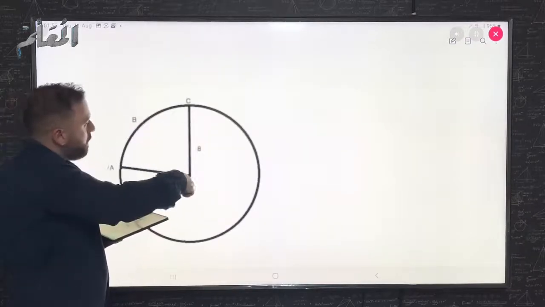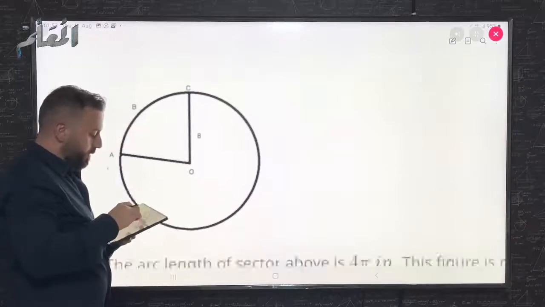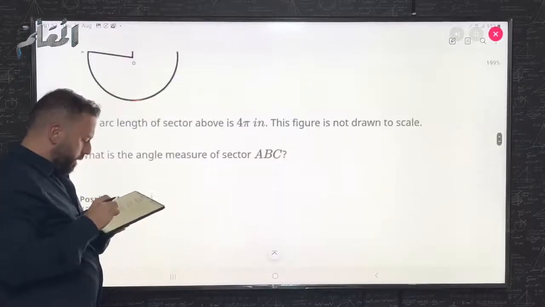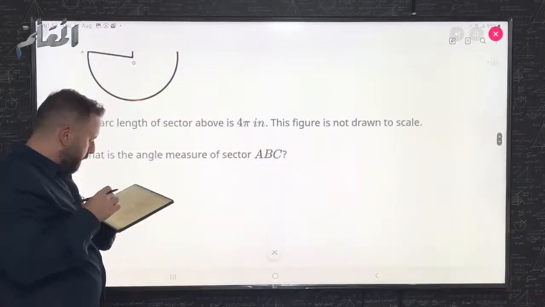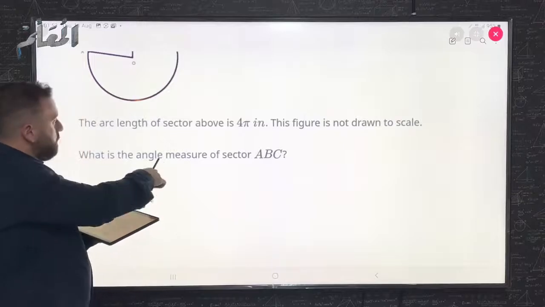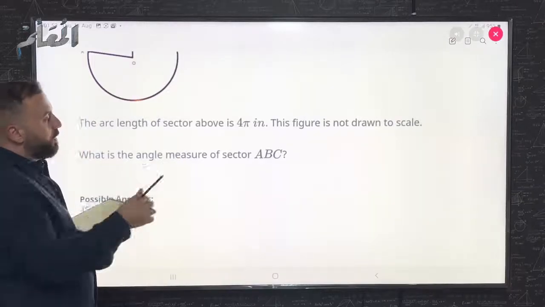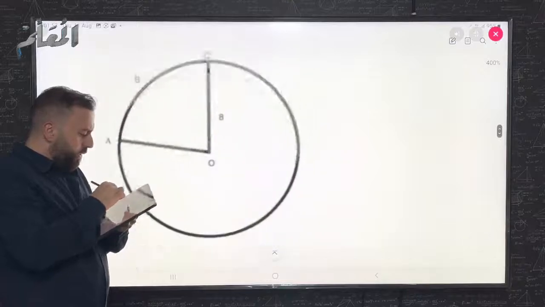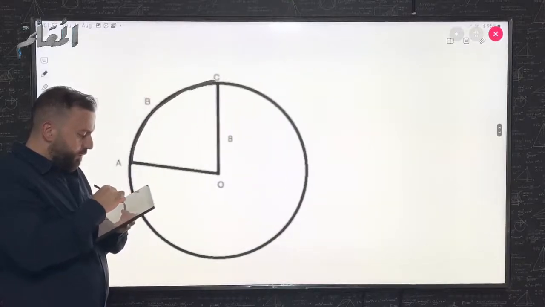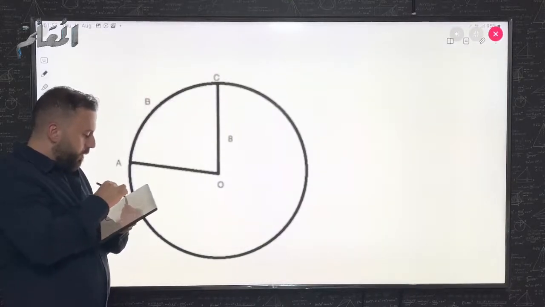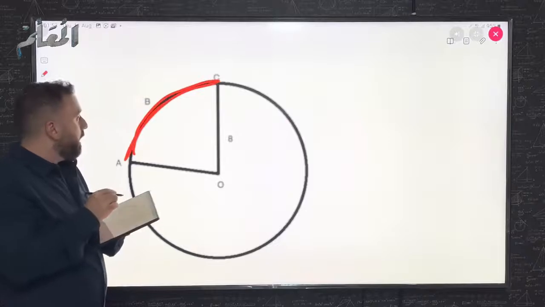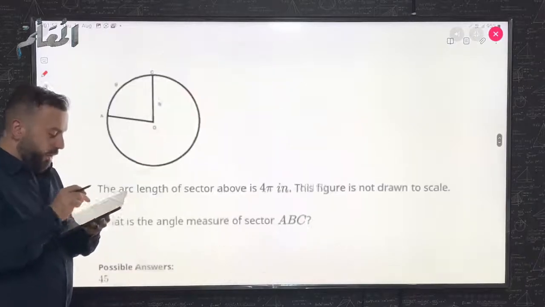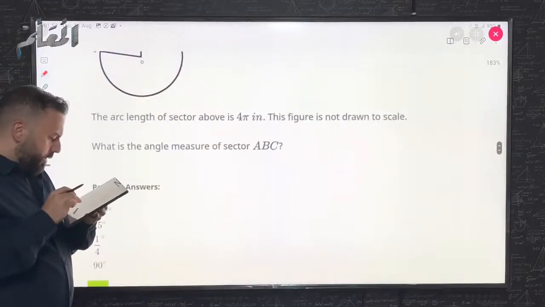A to C, this is the arc, and the radius is equal to 8, as you can see here. Fine. So the figure is not drawn to scale. What is the angle measure of the sector ABC? So ABC, which means this part. Sorry, this part, A, B, and C. Fine. So what is the angle measure?